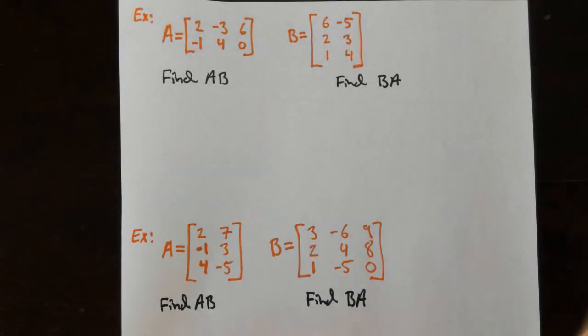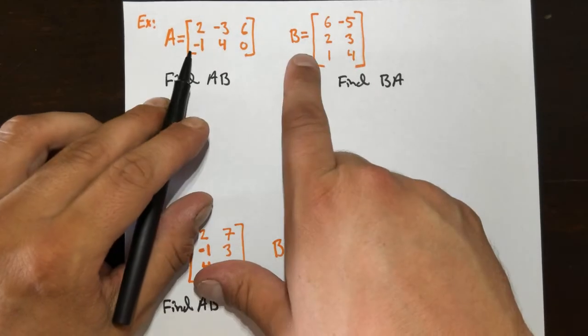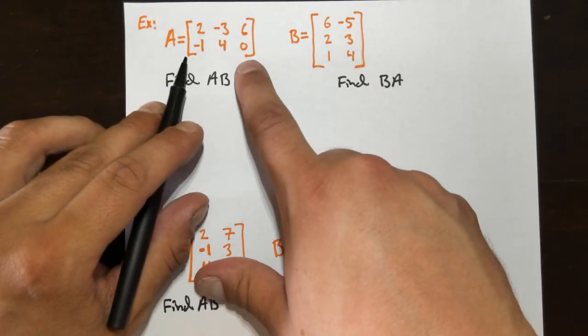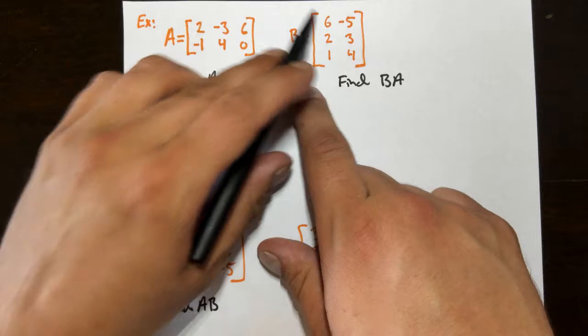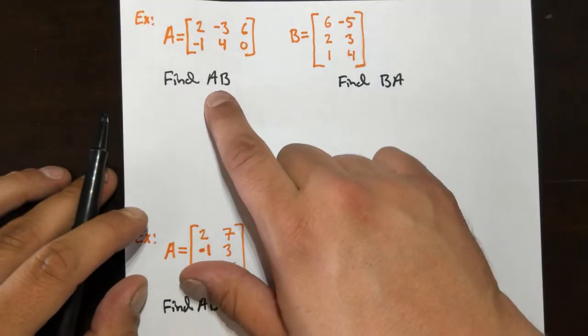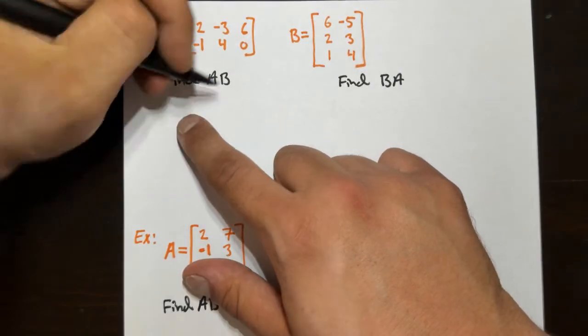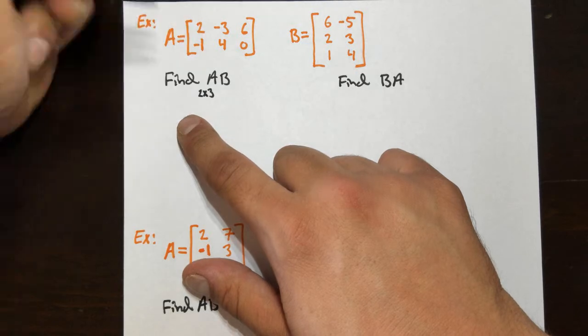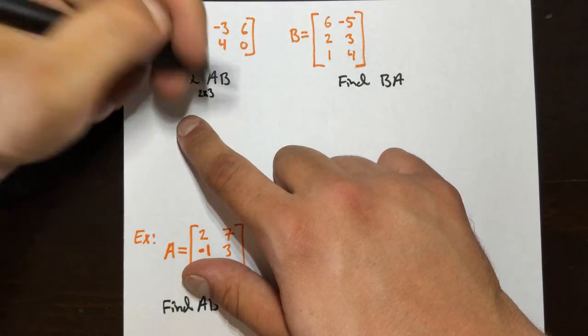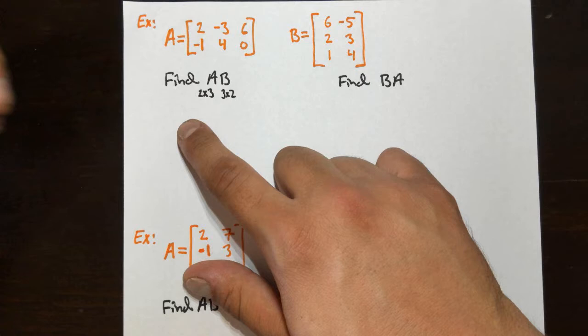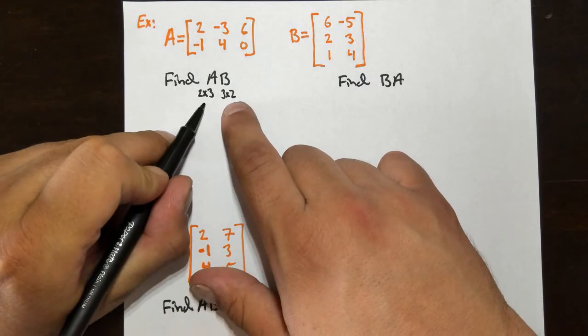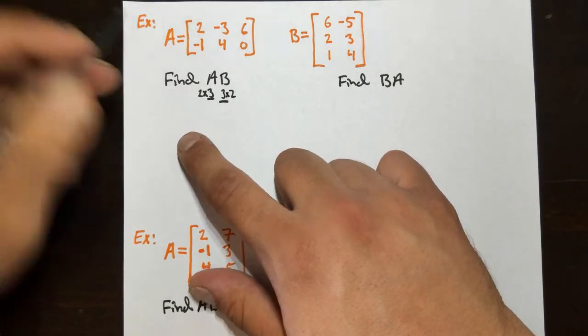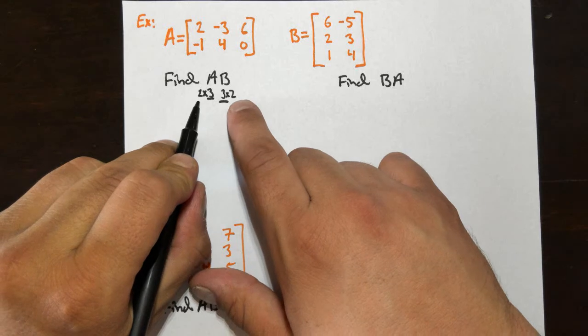Okay. So now we have A and B. A is a 2 times 3, right? 2 rows and 3 columns, and B is a 3 times 2. So find AB. Well, we just said A is 2 times 3, and B is 3 times 2. Because of that, we can multiply these together because 3 is the same, and our resultant is going to be a 2 by 2 matrix.